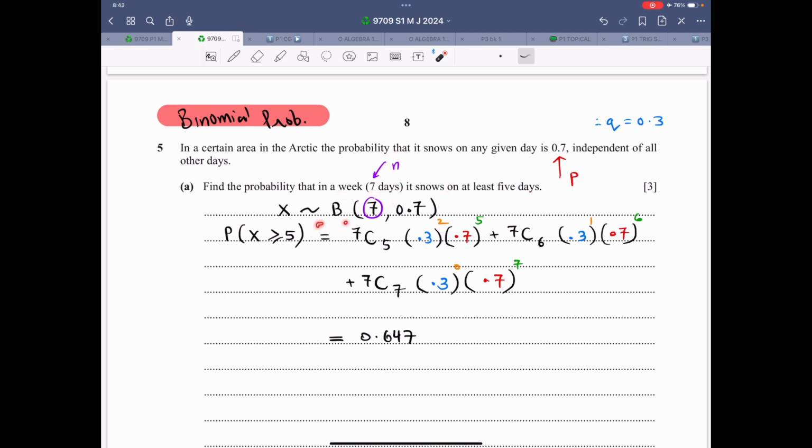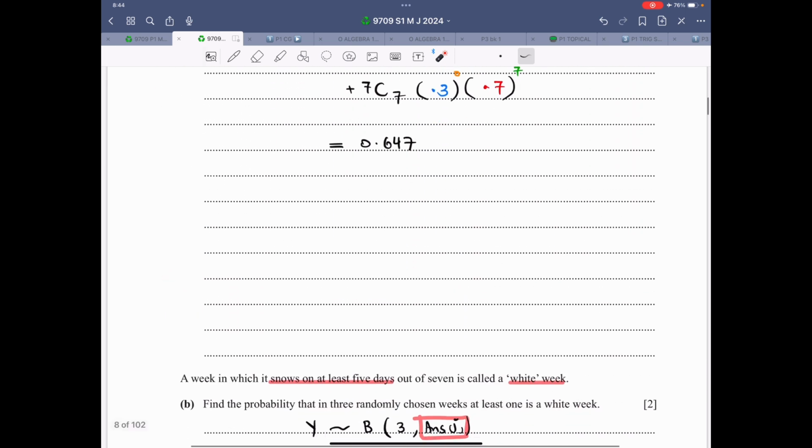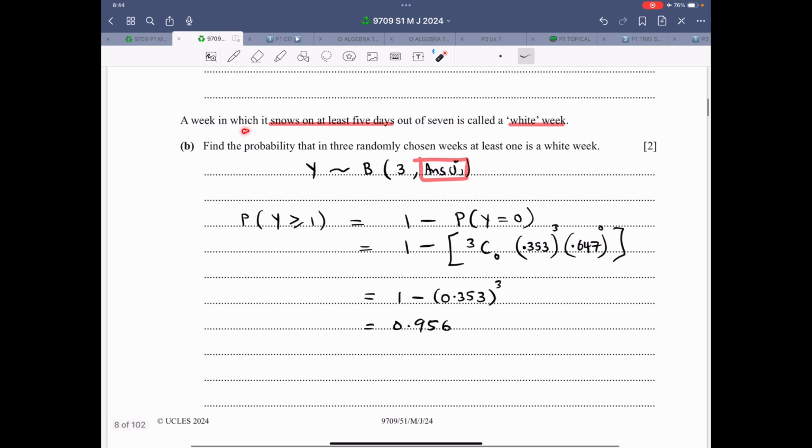X follows a binomial distribution, 7, 0.7, greater than or equal to 5, that is 5, that is 6, that is 7. Calculate individual probabilities, add it up, put everything in the calculator. This is the answer that you get. A week in which it snows on at least 5 days out of 7 is called a white week. So at least 5 days, this white week probability is from the top. Find the probability in 3 randomly chosen weeks, at least one is a white week.